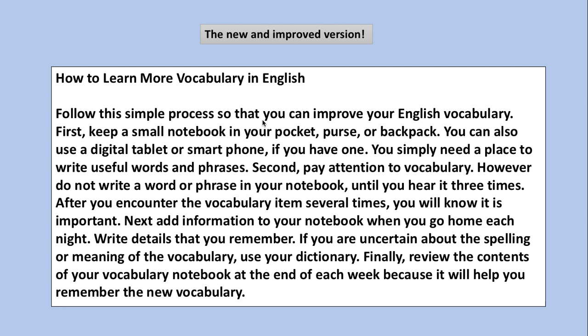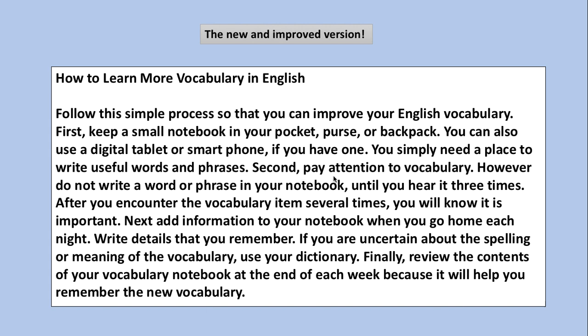Follow this simple process so that you can improve your English vocabulary. First, keep a small notebook in your pocket, purse, or backpack. You can also use a digital tablet or smartphone if you have one. You simply need a place to write useful words and phrases. I might even add to write down useful words and phrases.